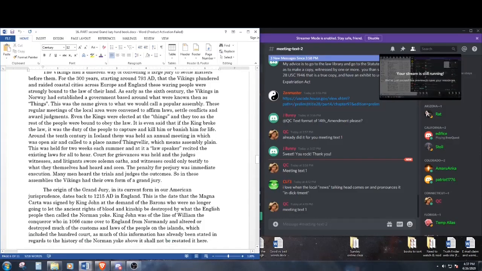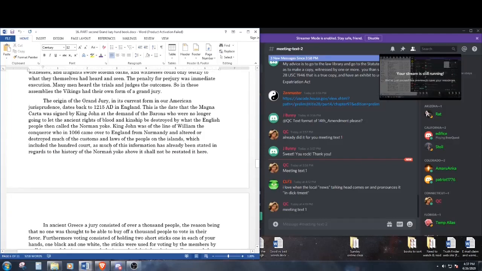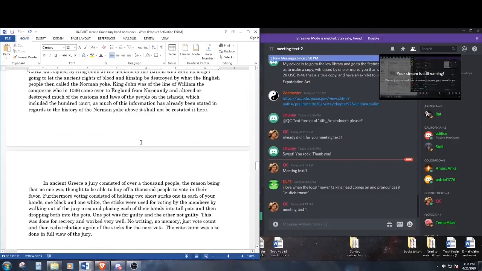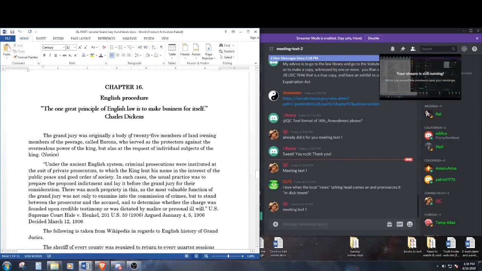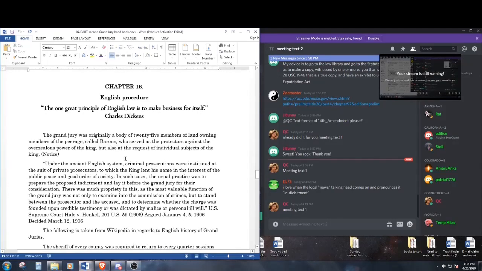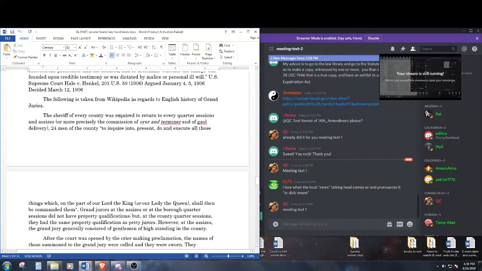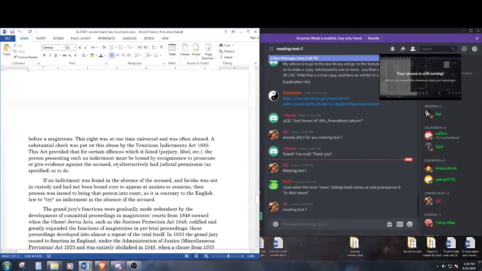Okay. The origin of the grand jury in the current form of American jurisprudence dates back to 1215, and this goes back to Magna Carta, which I just read, so I won't cover that again. And I'll leave the rest of the English procedure, because this is kind of covered in the Magna Carta as well. You can read it on your own, the aspect of how people were brought forward and the sheriff and whatnot.